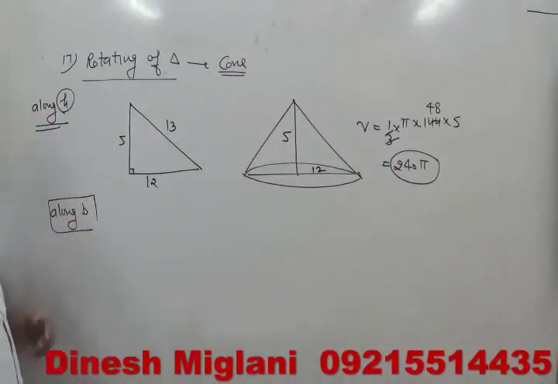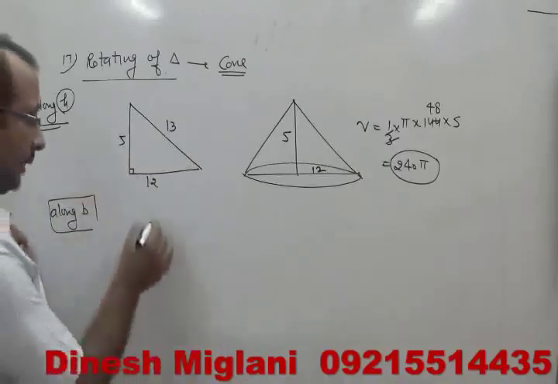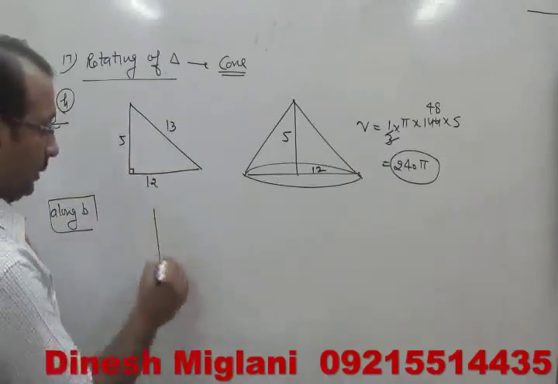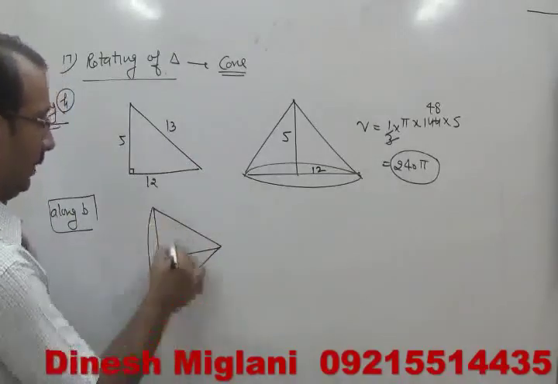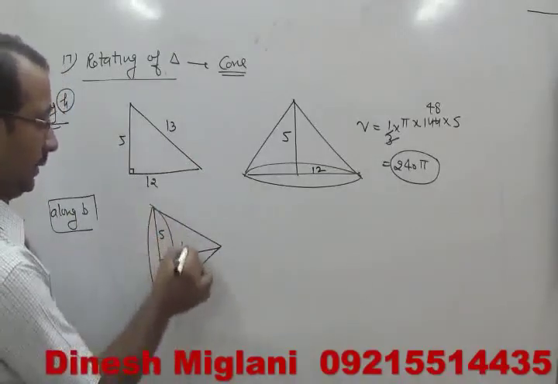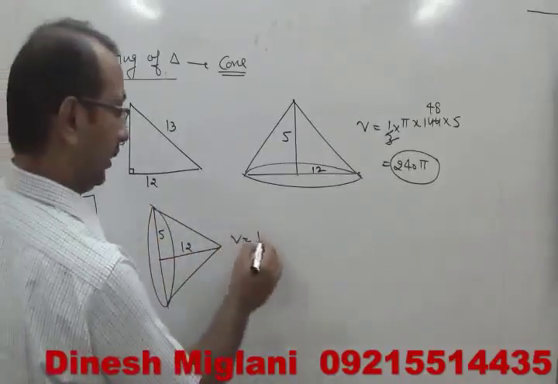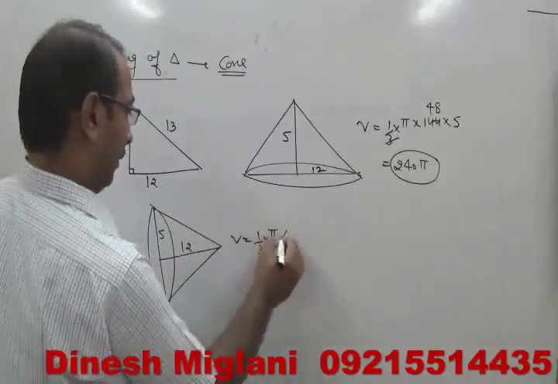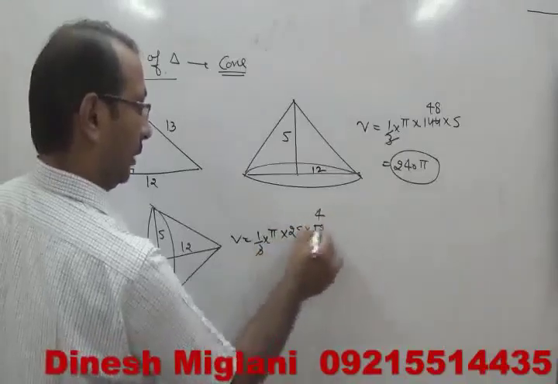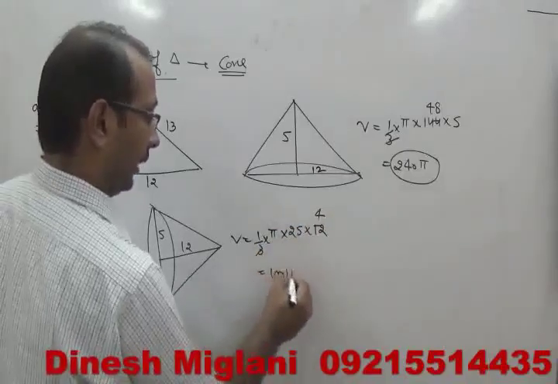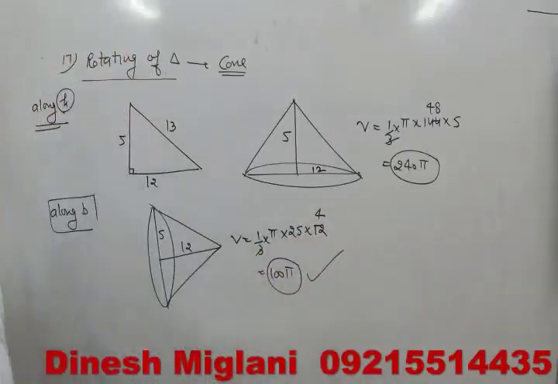Same question may also be there where it is rotated along base. Now it is rotated in such a way, then we can say it becomes a cone, where the radius is 5 and height is 12. If you have to find the volume, you may take it as 1 by 3 pi r square into h. 3 will go on 12, you may take it as 100 pi. So here I can say the volume is said to be 100 pi. That becomes my answer, right?